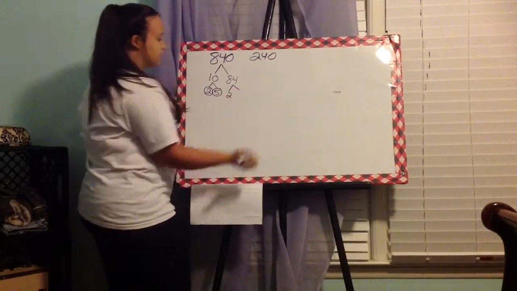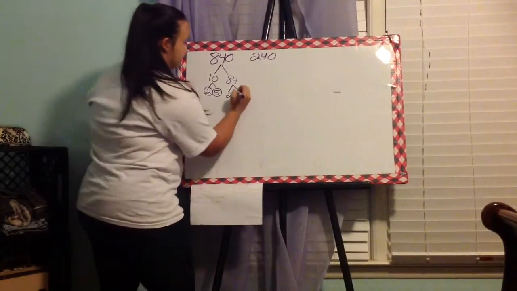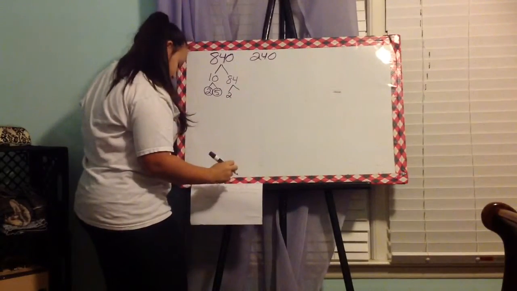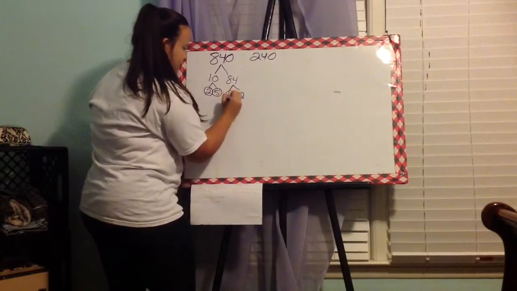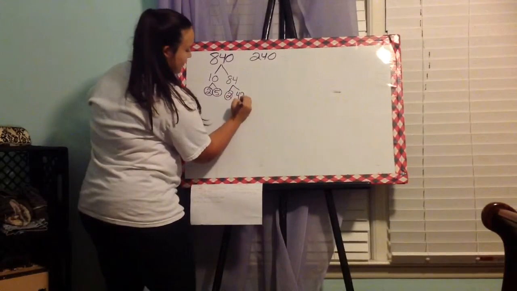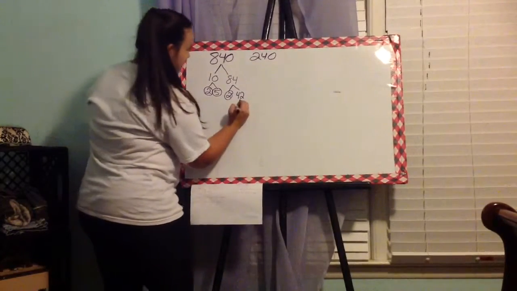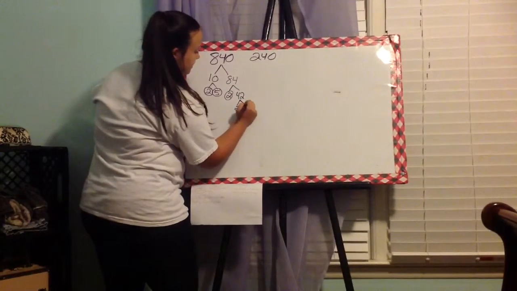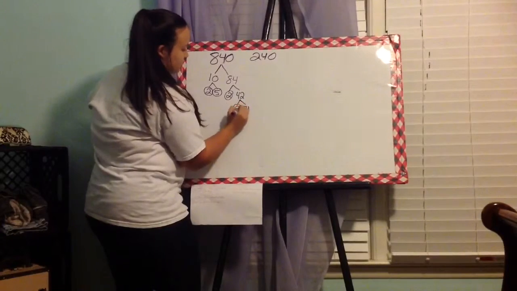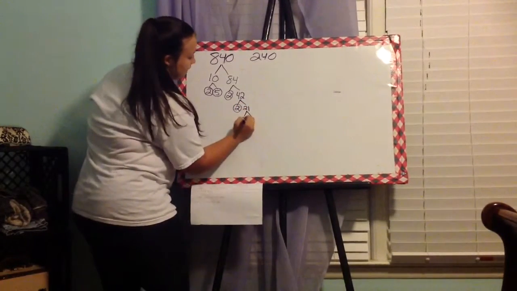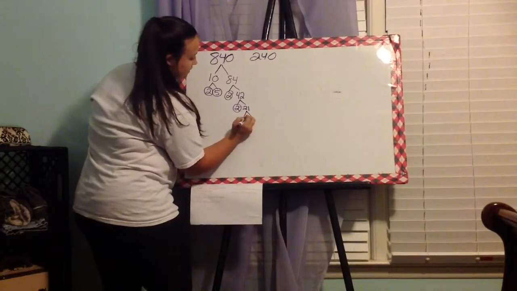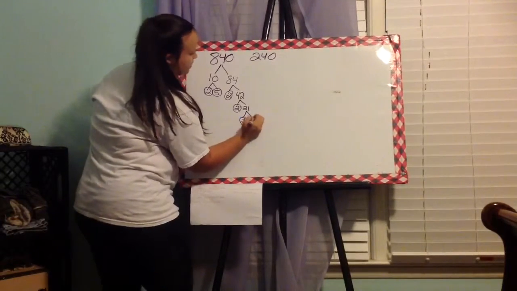So 2 times 42. 2 is a prime number. And then it would be 2 times 21. 2 is the prime. And then 21 can be divided: 3 and 7. And those are both prime numbers, so we circle them.